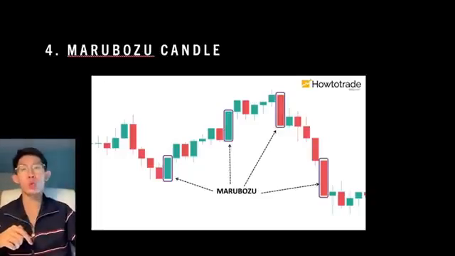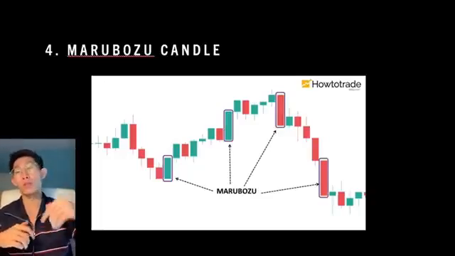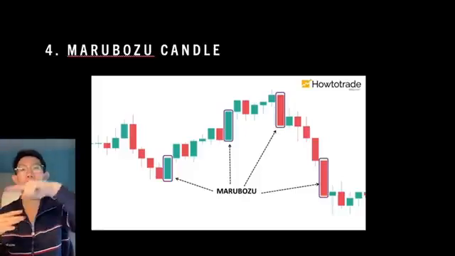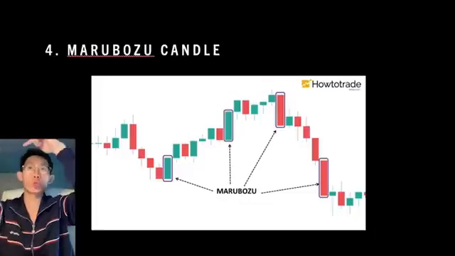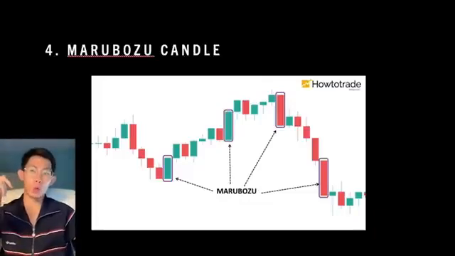The opposite is true for your red Marubozu. If you see a red Marubozu in an uptrend, price is reversing. If you see a red Marubozu in a downtrend, price is going to continue to go down.